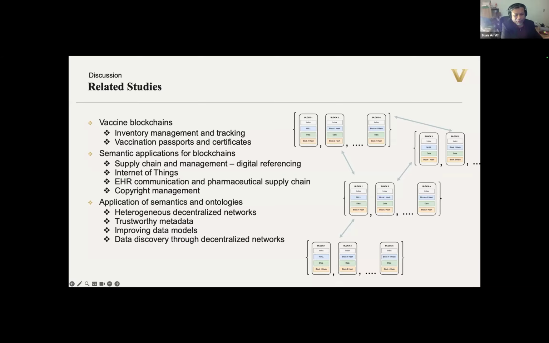So there are some published examples that have demonstrated the use of semantic blockchain, one related to copyright management, Internet of Things, a few healthcare-related topics related to EHR communication, as well as management for pharmaceutical supply chain.